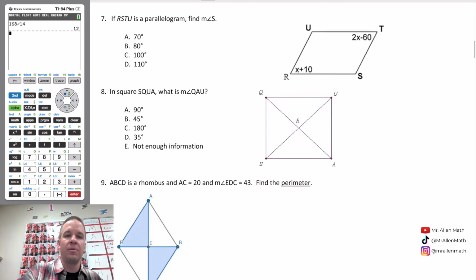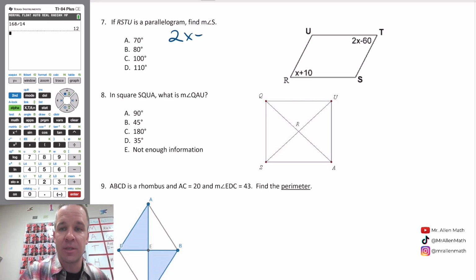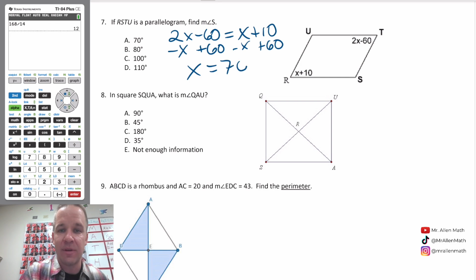All right. Number 7 here. Let's continue. We got ourselves another parallelogram. We have, if RSTU is a parallelogram, find the measure of angle S. Well, what do I know about the opposite angles in a parallelogram? They are congruent to each other, so I can set these two equal. So we got 2x minus 60 equals x plus 10. So if I subtract x on both sides and I add 60 on both sides, I'm going to get x on the left and I will get 70 on the right.